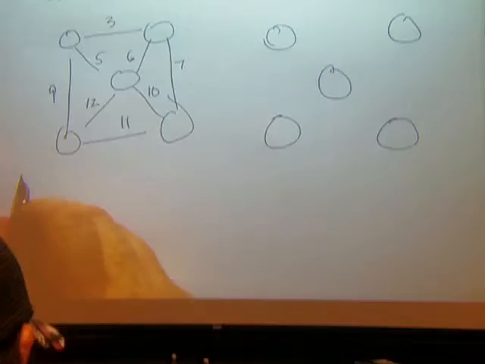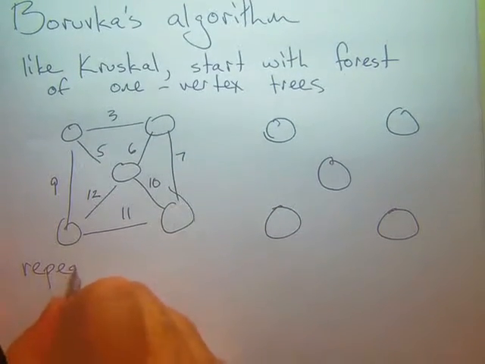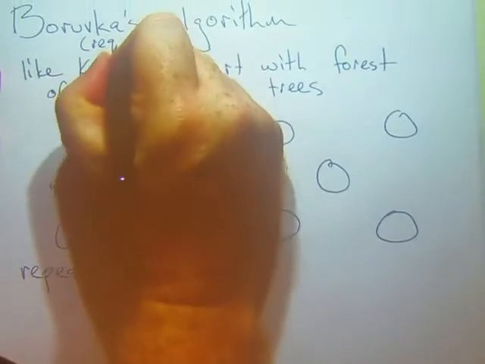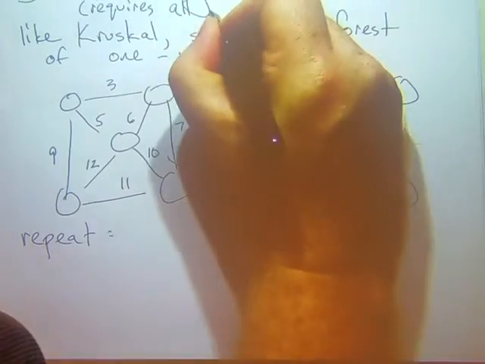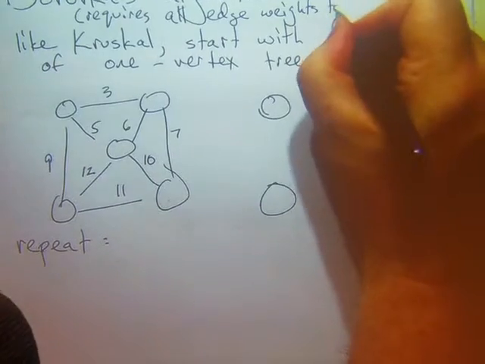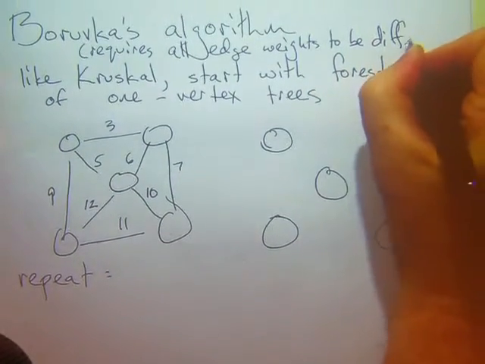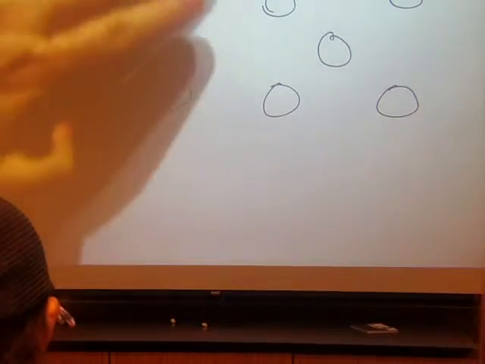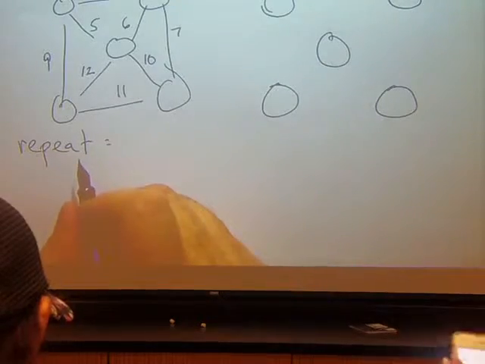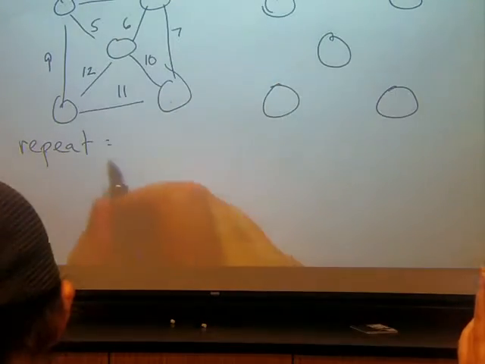One more quick algorithm: Borůvka's algorithm. This algorithm requires all the edges to be different. The other two algorithms you can just use directly, even if there are ties. This one, we need everything to be different. So a minor difficulty with using it, but in this case it works.